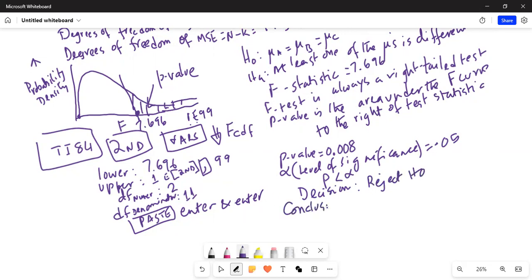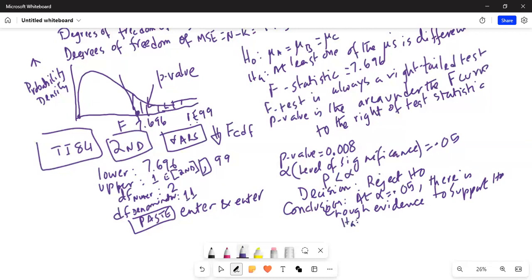Conclusion: at alpha equal to 0.05, there is enough evidence to support HA, which states that at least one of the mu's is different. Okay, so this is the long way of doing it.